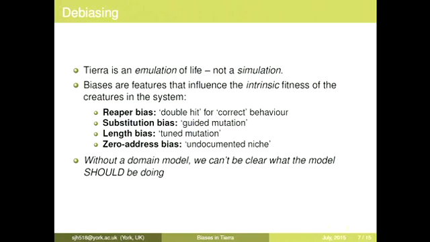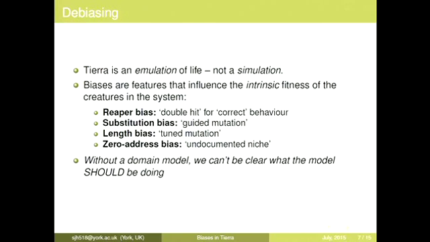Okay? But the biases that we've identified influence the intrinsic fitness of the creatures in the system. And this is basically their ability to self-reproduce, which should be its own fitness in its own way. It shouldn't be anything else. So what we're calling biases are things that influence that ability to self-replicate, and there are 4 of them.